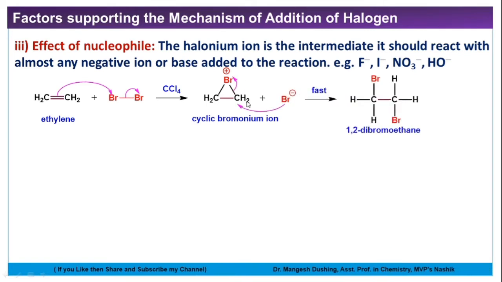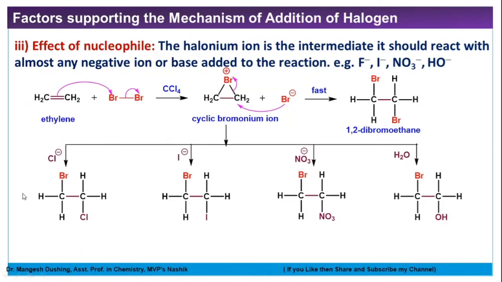See here, if Br minus is the base, then it attacks on this carbon, this bond will break, those electrons go to the Br, and whatever we get is 1,2-dibromoethane. If we are using another base like Cl minus, then here will be Cl and Br. If I minus, then Br and I. If NO3 minus, Br and NO3. If H2O, then here will be Br and OH. So these products are possible if we use these bases.